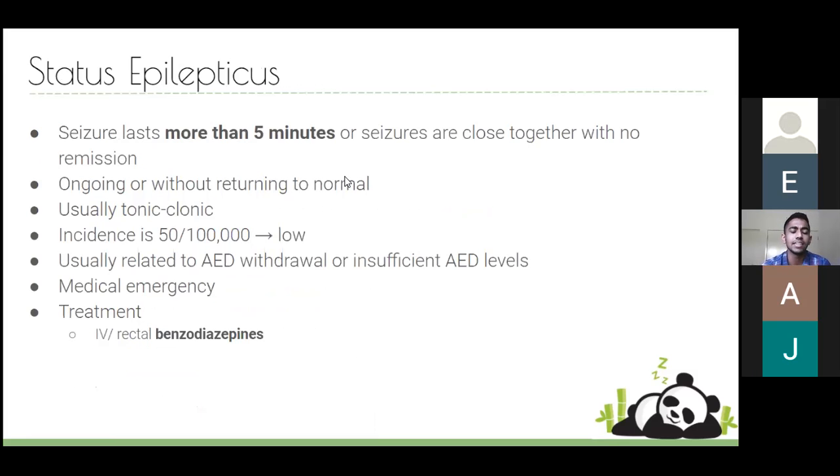All right, status epilepticus. This is the last type. This is when we have either a seizure that's lasting a really long time, so more than 5 minutes, or if we have multiple seizures that are so close together that they seem like almost one seizure. So there's almost no remission. Usually it's the tonic-clonic seizures that are going to turn into status epilepticus.